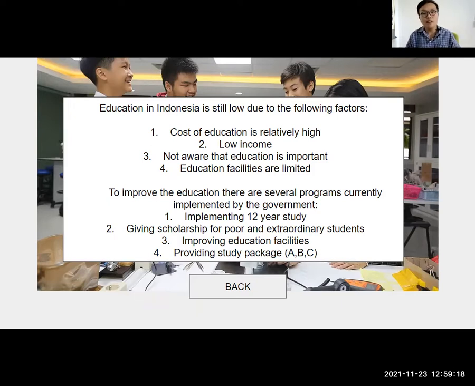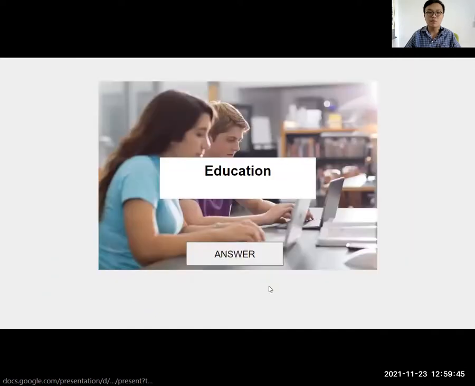To improve the education, there are several programs currently implemented by the government. Implementing the 12-year study, so it is mandatory for each Indonesian citizen to study up until high school, giving scholarships for poor and extraordinary students, improving education facilities and providing study packages. A is to graduate elementary, B is to graduate middle school, and C to graduate senior high school.